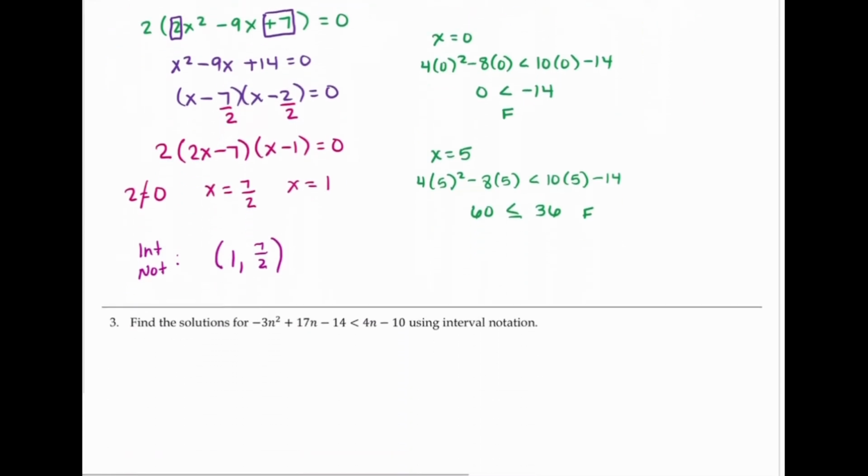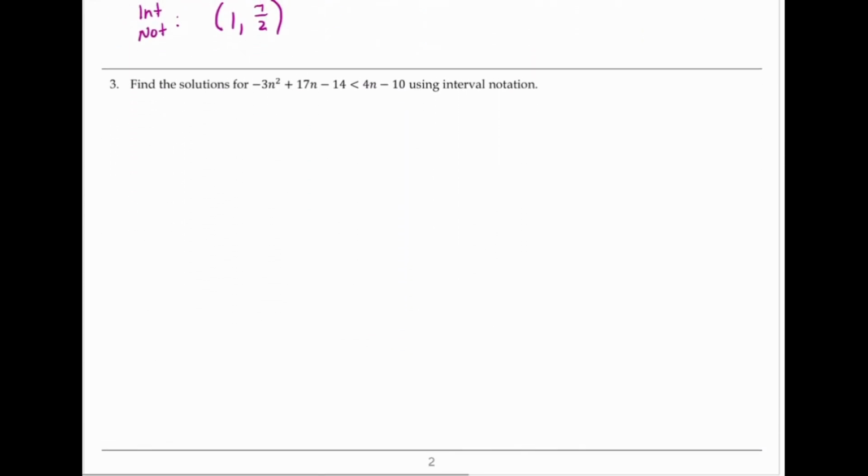Let's try one more. Number 3, find the solutions for negative 3n squared plus 17n minus 14 is less than 4n minus 10 using interval notation. So here I did not specify for you to do the graphing portion of this, but you do want to have that graph, that number line, because that's going to tell you specifically what is true and what is false, which are my solutions and which are not. So I'm going to let you guys pause the video, try this on your own.